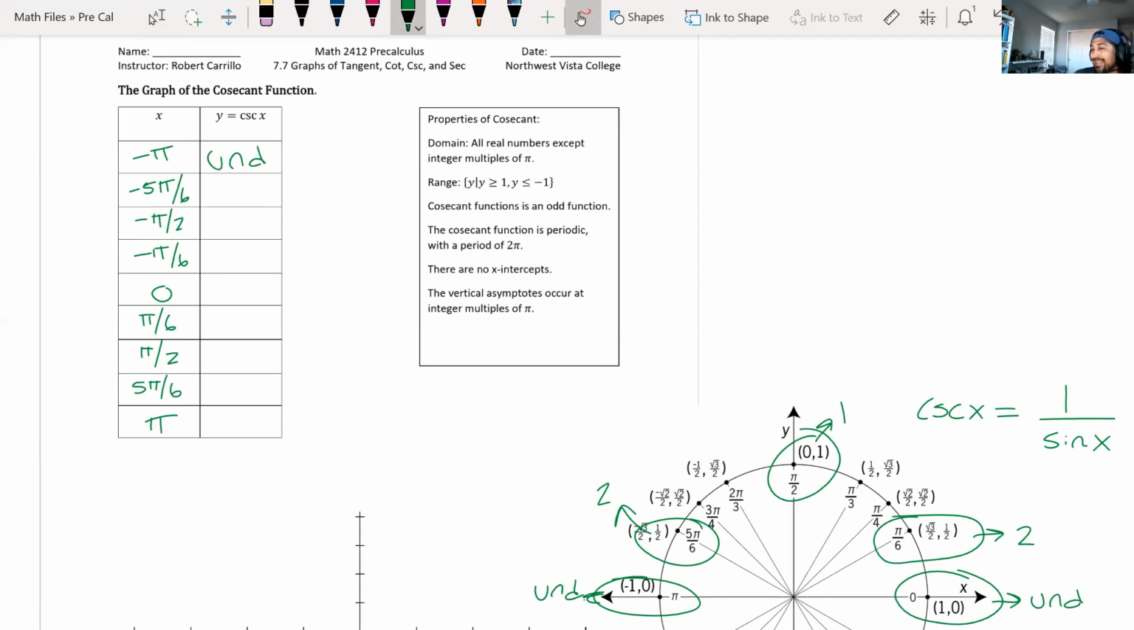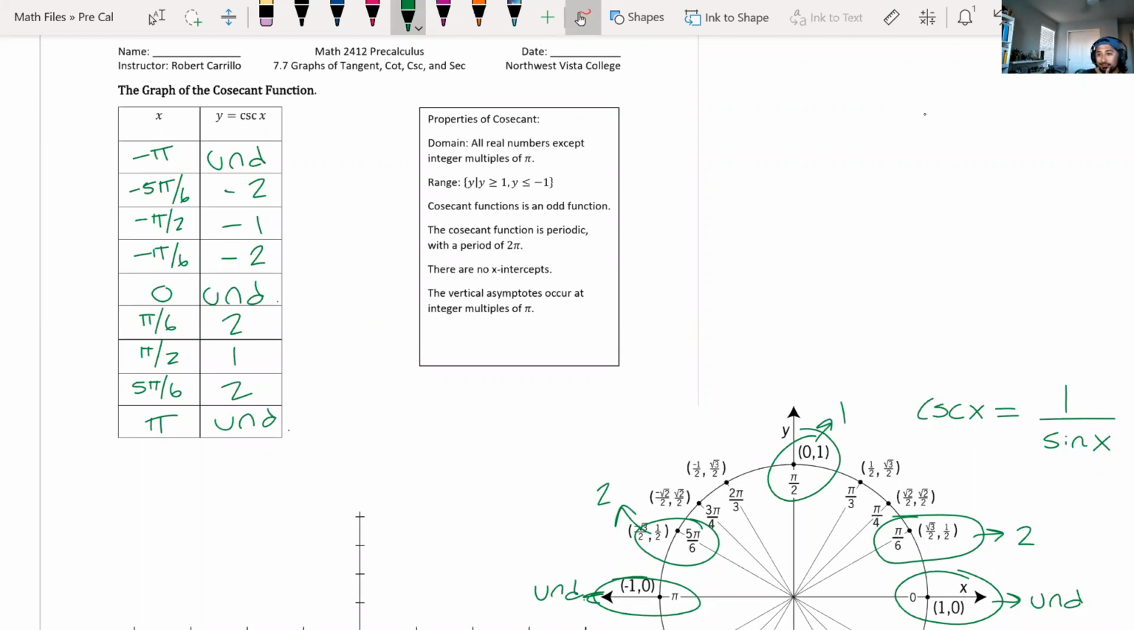And then cosecant of negative 5 pi over 6. Well, we saw that cosecant of 5 pi over 6 was 2. So this means cosecant of negative 5 pi over 6 is going to be what? -2. And then this will be -1, and then back to -2. And then we are undefined, and then we'll be at 2, 1, 2, undefined.